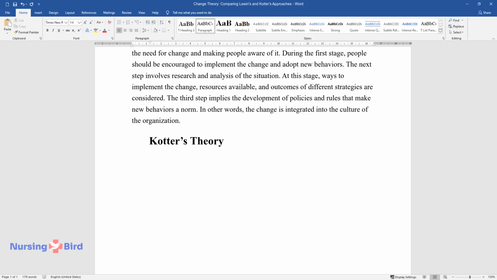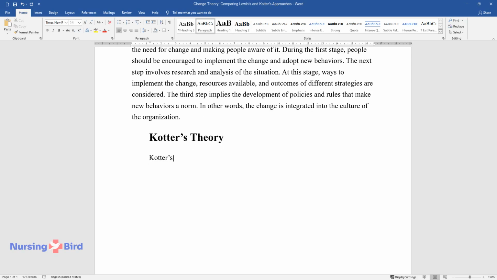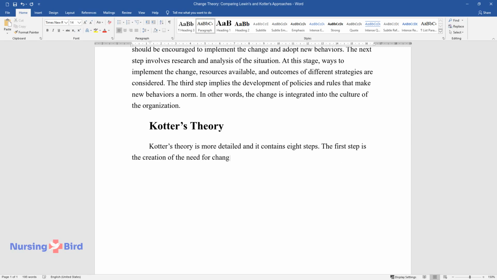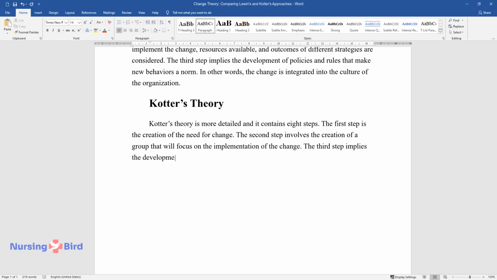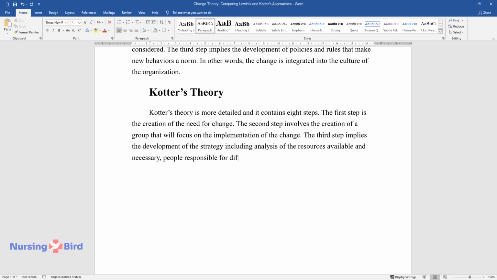Kotter's theory. Kotter's theory is more detailed and it contains 8 steps. The first step is the creation of the need for change. The second step involves the creation of a group that will focus on the implementation of the change. The third step implies the development of the strategy, including analysis of the resources available and necessary, people responsible for different stages, and a particular plan to implement the change.